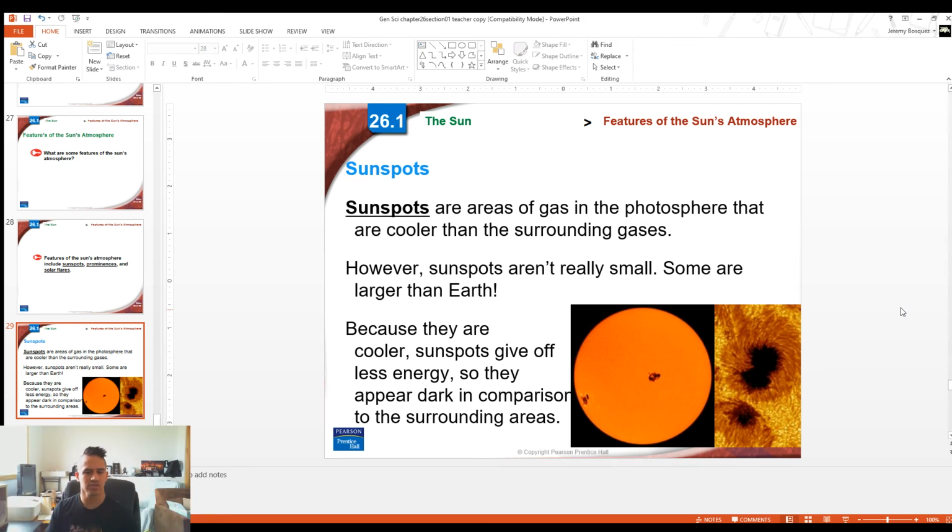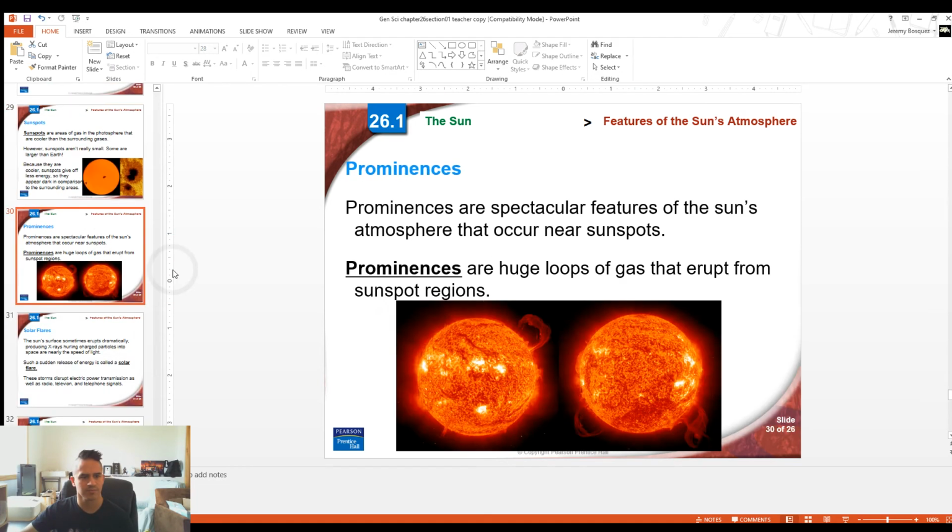I mean, they're huge. Okay, so sunspots happen all the time. And a lot of times they give us an idea also of how active the sun is. The more active it is, the more sunspots it will have, and that can also be dangerous, and we'll talk about that here in a second.